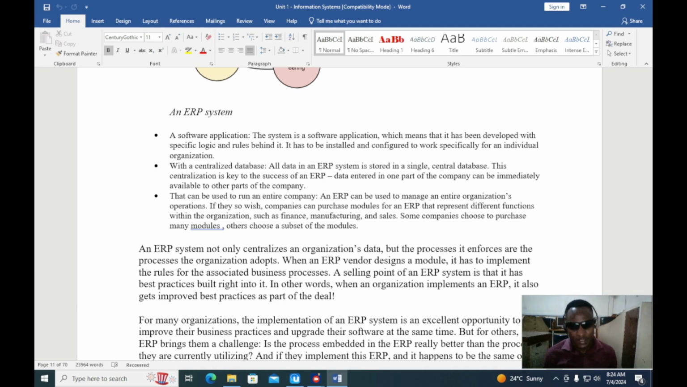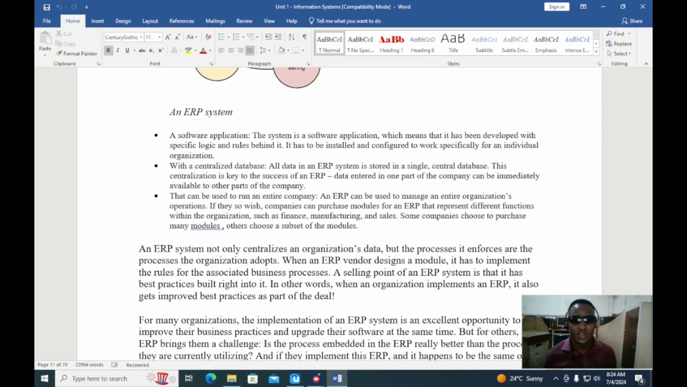an ERP system is a software application, but we don't stop there. It has a centralized database, like I explained. So it is a software application with a centralized database. What I mean is that all the data in that particular enterprise resource planning system is stored in a single database that is central. Now, why is this centralization important?